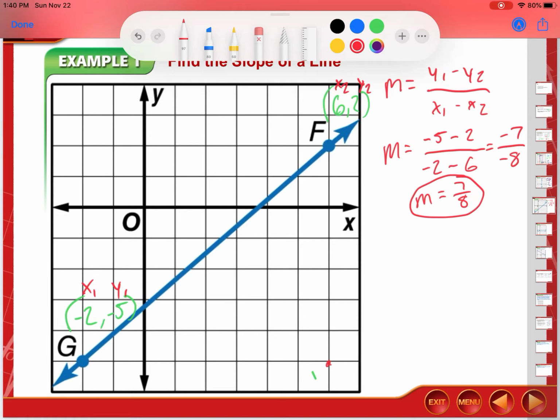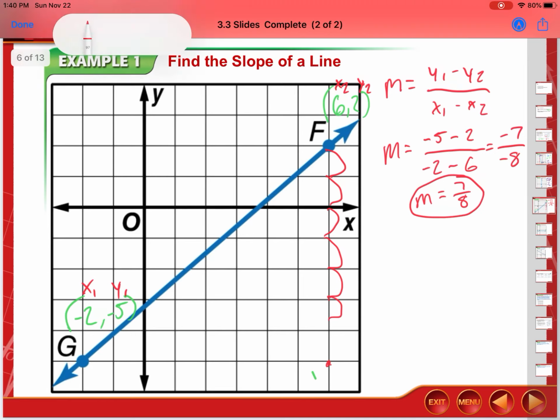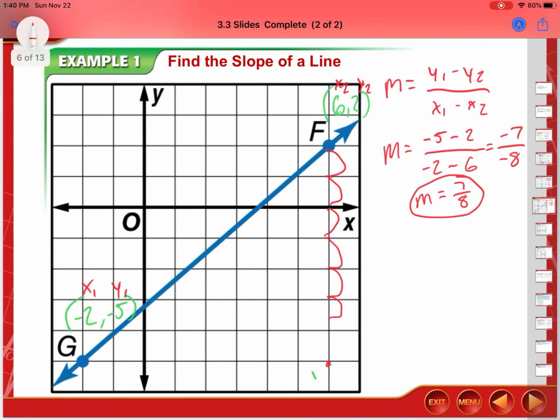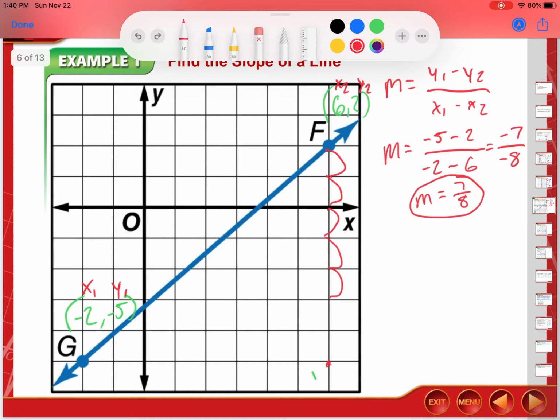Now, the other way, and my preferred way to do it, of course, is to calculate the rise over run. And we do that kind of by making a little triangle. So I'm going to count my rise first, which is 1, 2, 3, 4, 5, 6, 7. So my rise, and of course we're moving from left to right, so it is going up.